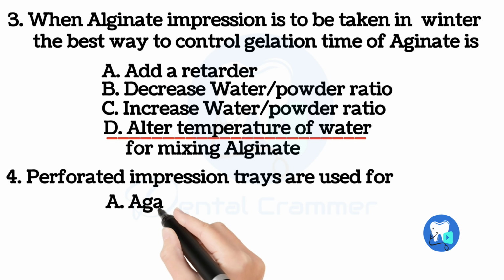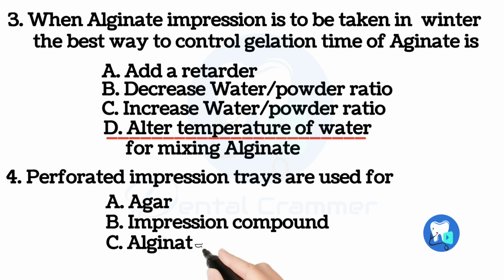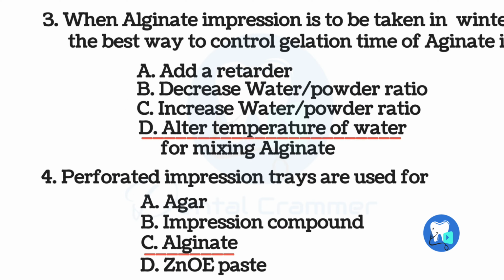Perforated impression trays are used for: agar, impression compound, alginate, or zinc oxide eugenol paste. Perforated impression trays are generally used in case of alginate.